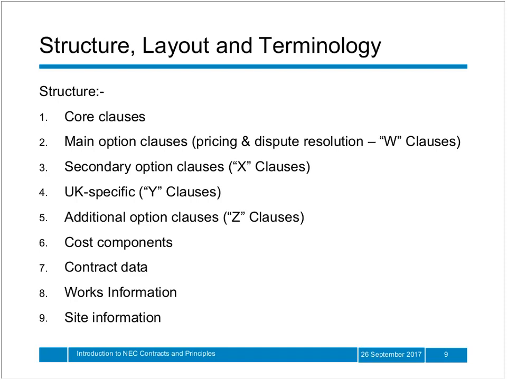The main option clauses then provide options A through to F relating to pricing. Option A is a priced contract with an activity schedule, where the contractor prepares a list of activities to be carried out in the works and supplies a price for carrying out those activities. Option B is a priced contract with a bill of quantities.